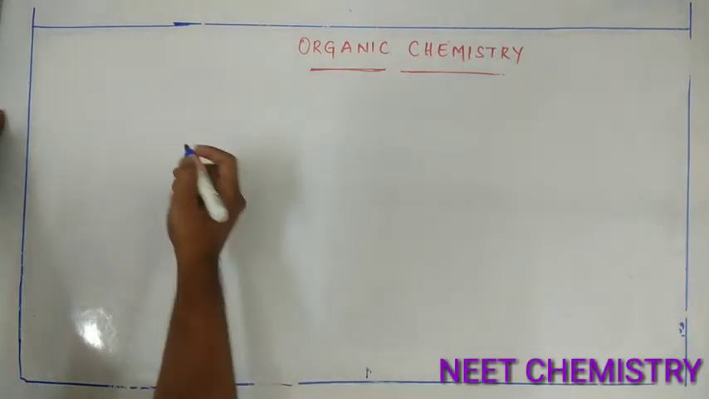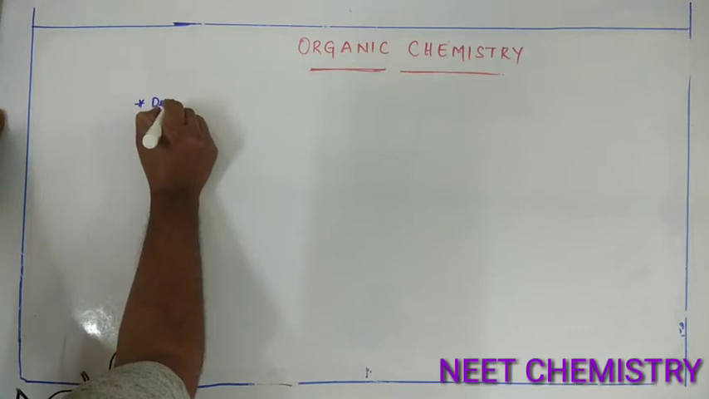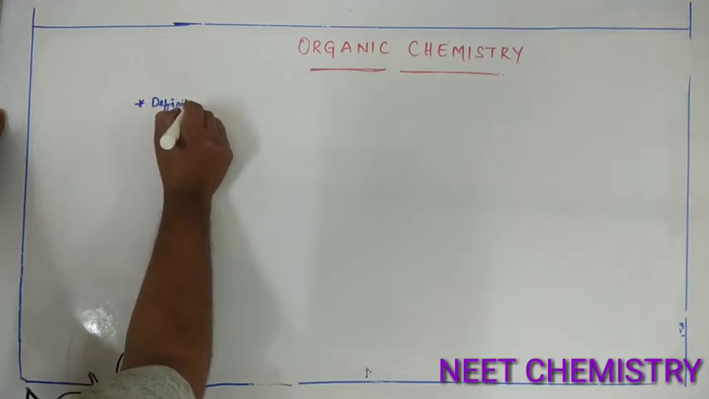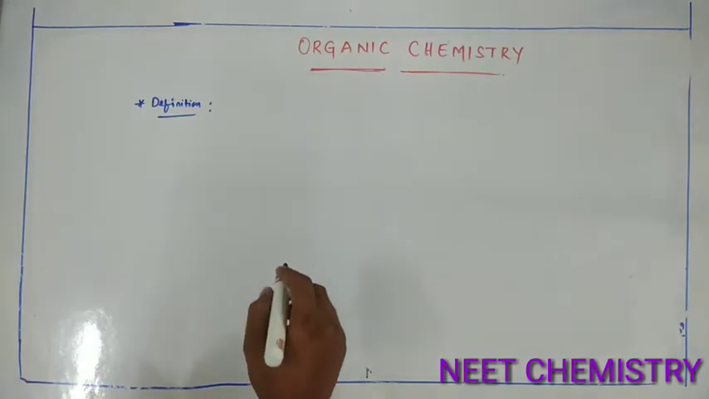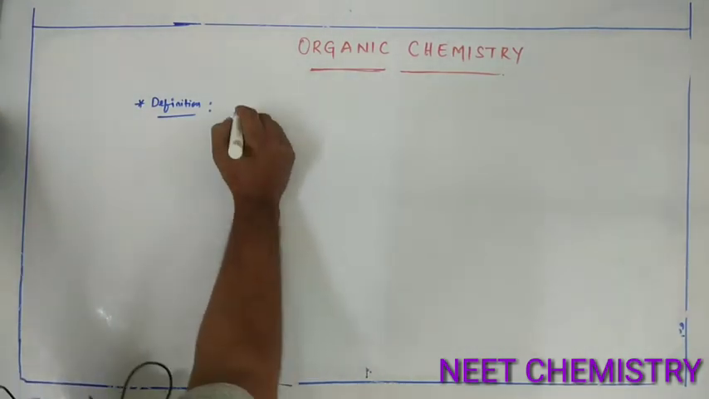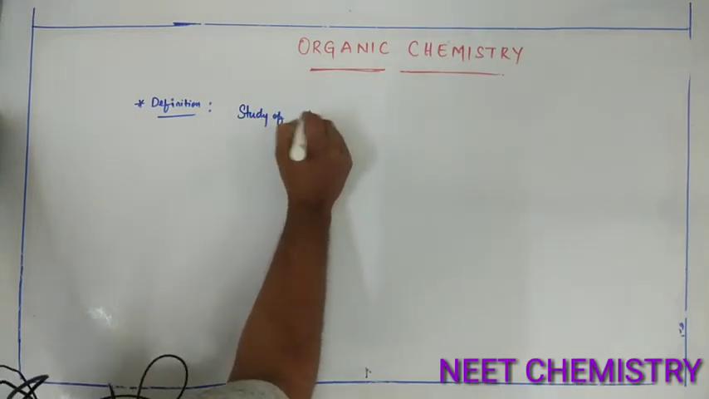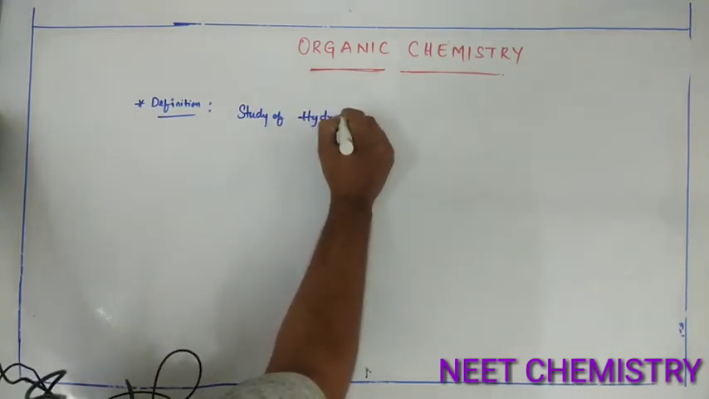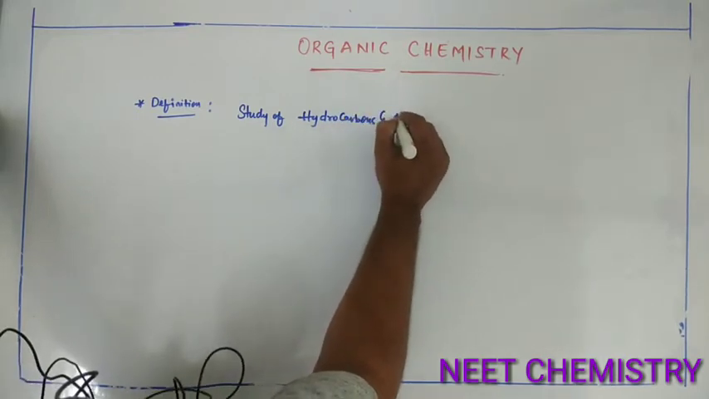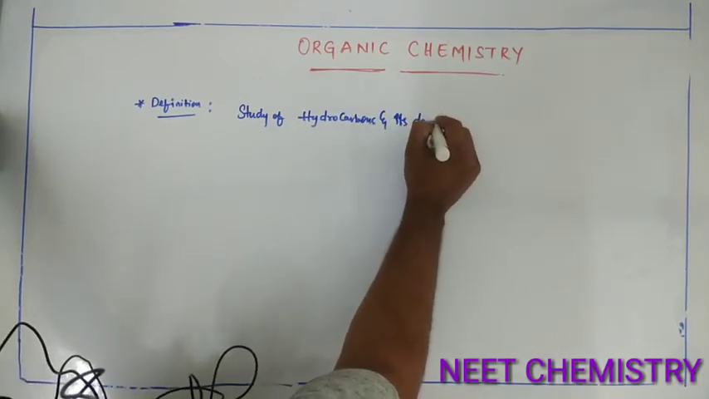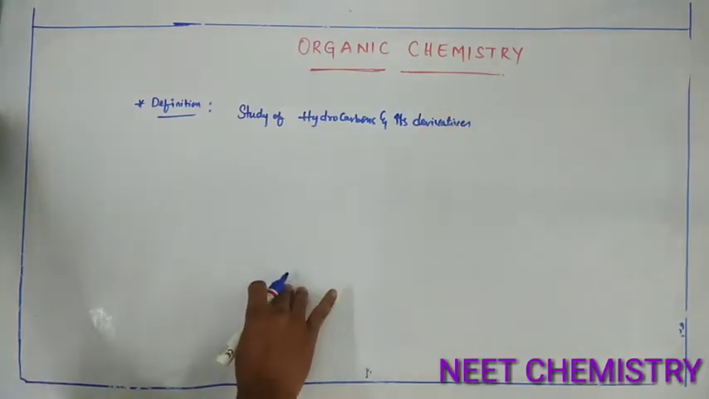So what is meant by organic chemistry? Coming to the definition part. Organic chemistry is the study of hydrocarbons and its derivatives. The study of hydrocarbons and its derivatives is known as organic chemistry.